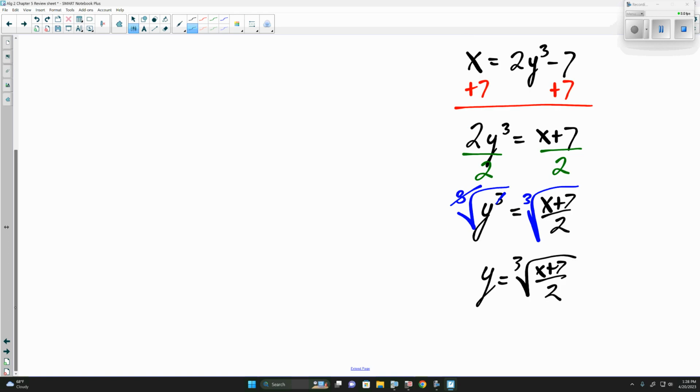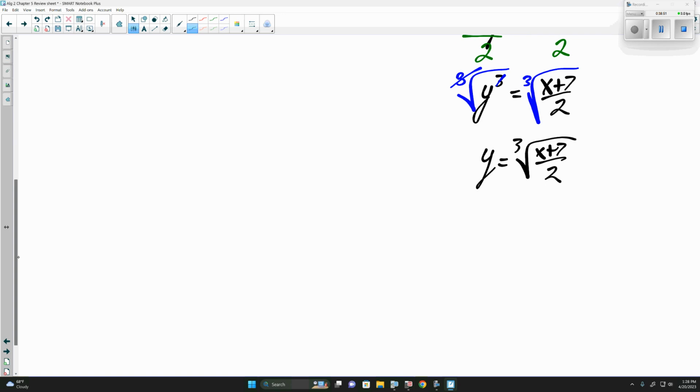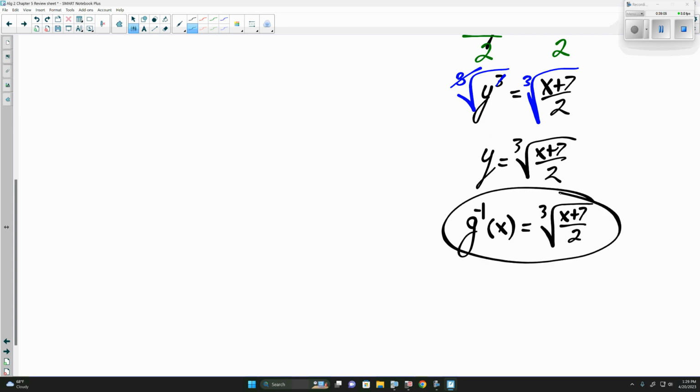Now, yes, we need to write it not y inverse, because our original function was what? So we have g inverse of x is equal to the cubed root of x plus 7 over 2. If it had started out as f of x, we would say f inverse of x. So we just use g inverse, because we started out with g. Questions on these two here?